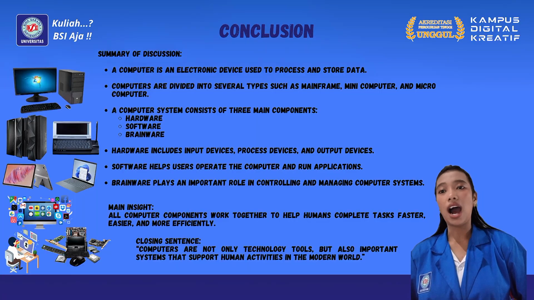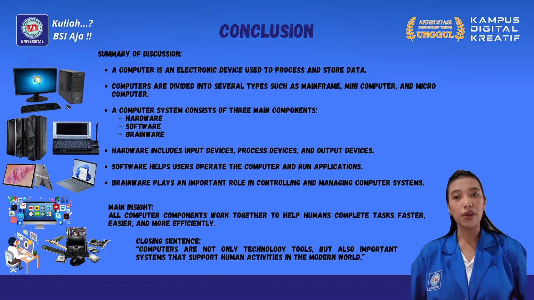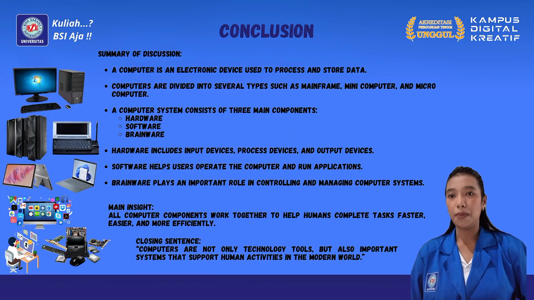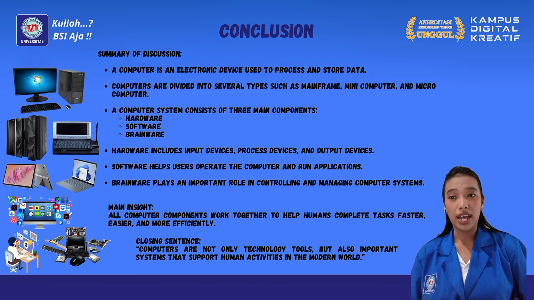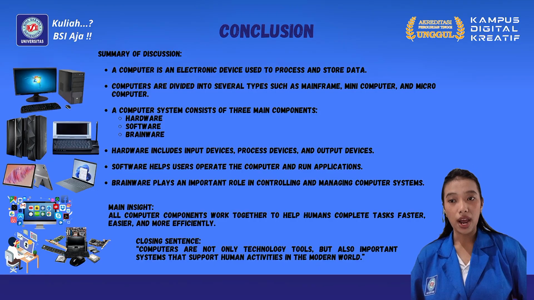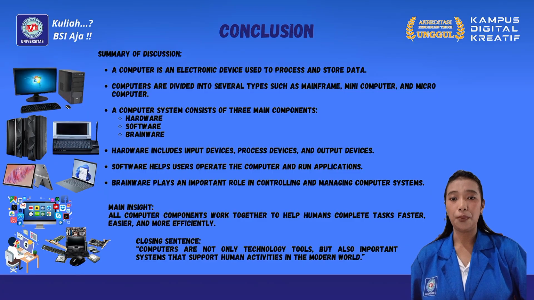In conclusion, computers are very important technology in modern life. Computers are divided into several types such as mainframe computers, mini computers, and microcomputers. A computer system consists of three main components: hardware, software, and brainware. Hardware includes input devices, process devices, and output devices. Software helps users operate the computer and run applications. Meanwhile, brainware controls and manages the computer system. All computer components work together to help humans complete tasks faster, easier, and more efficiently. Computers are not only technology tools, but also important systems that support human activities in the modern world.